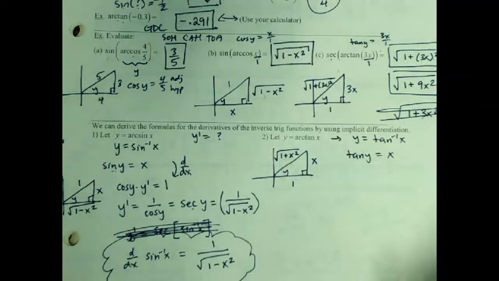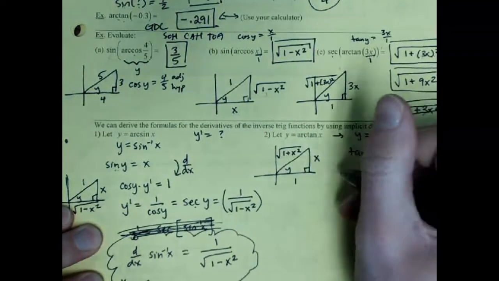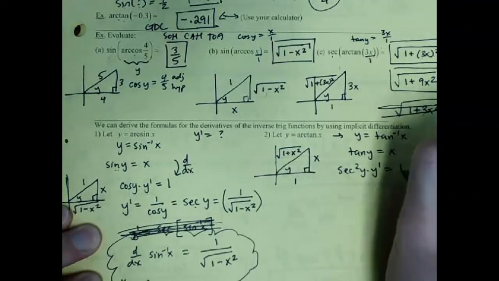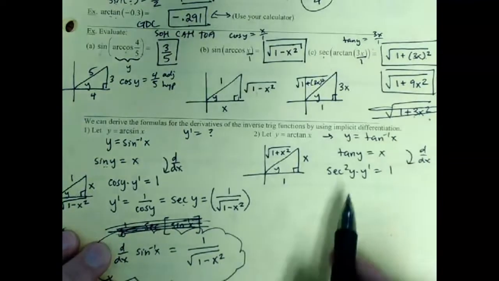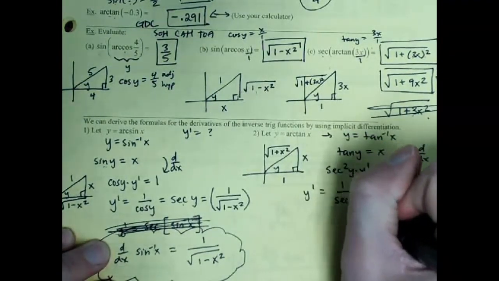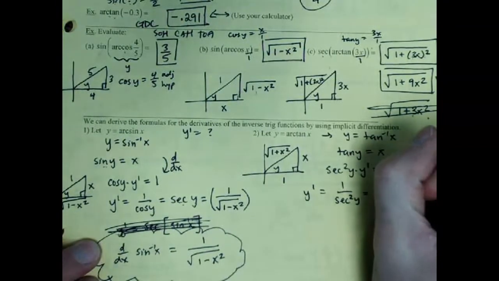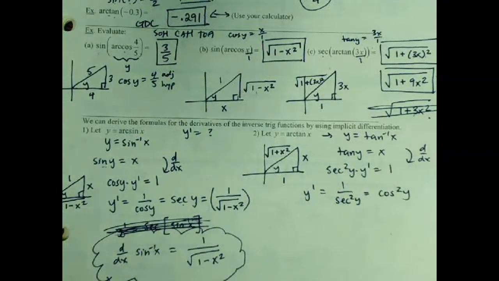Now we can take the derivative. The derivative of tangent is secant squared. So secant squared y, y prime. Of course, the derivative of x is 1. And then divide it over. So I've got y prime, which is equal to 1 over secant squared y. Secant squared on the bottom, that's the same thing as a cosine squared on the top, right? Since cosine and secant are reciprocals of each other.